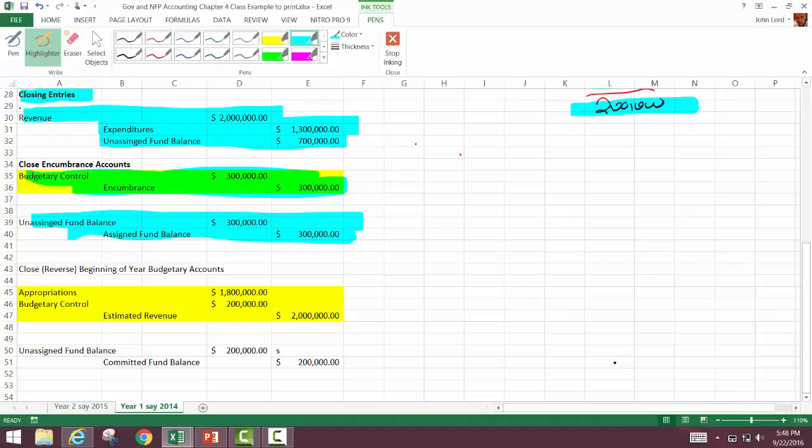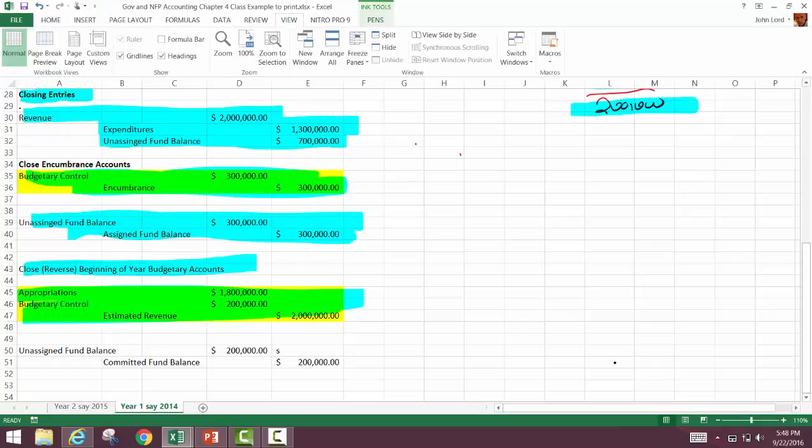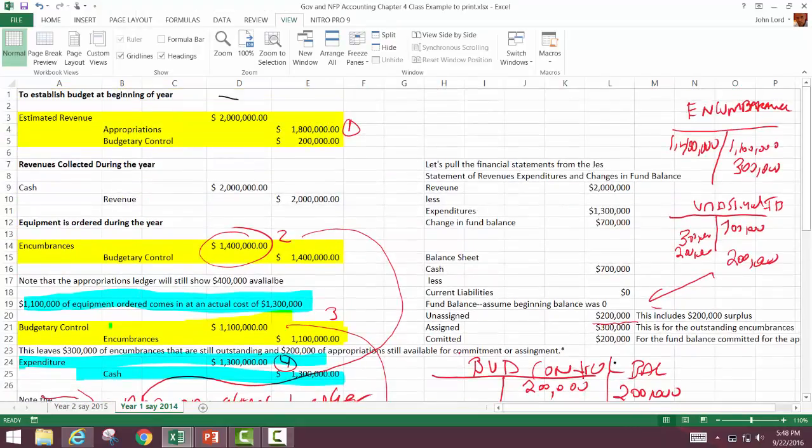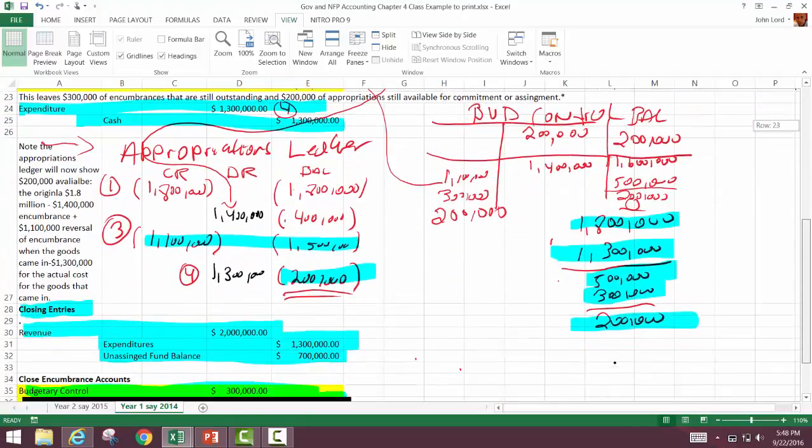I've got to pay those guys, so I go ahead and set up the unassigned fund balance, and then I close my budgetary accounts from the beginning of the year. I simply close those. I'm simply sitting here and reversing that original entry. I just reverse it by year end, so it gets reversed out.